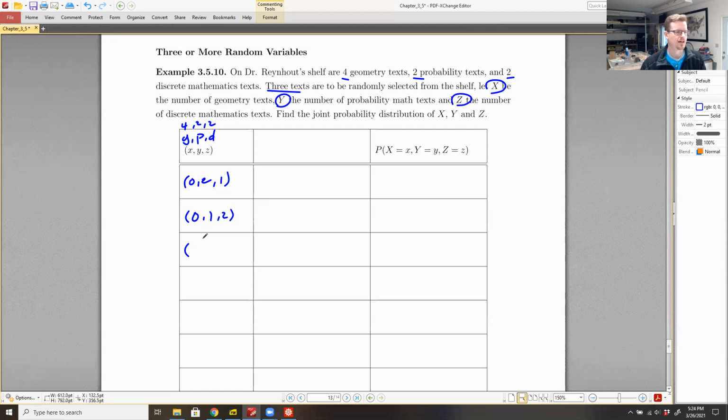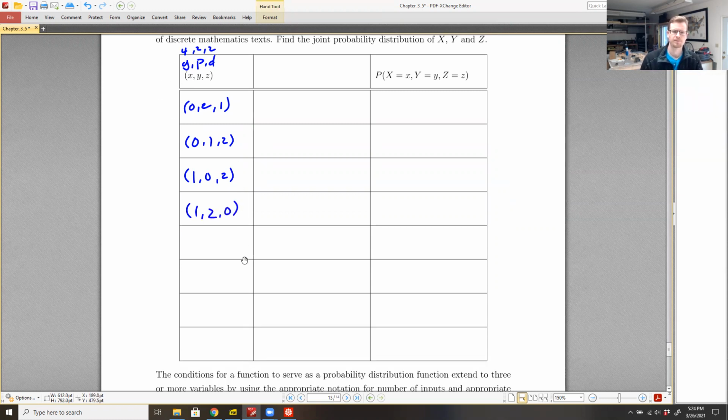So the next thing that I have is I could choose 1 geometry, and then I could choose, let's see, let's go with 0 probability texts and 2 discrete texts. Or I could choose 1 geometry, 2 probability, and 0 discrete. Let's see, I can also choose 1 geometry, 1 probability, and 1 discrete.